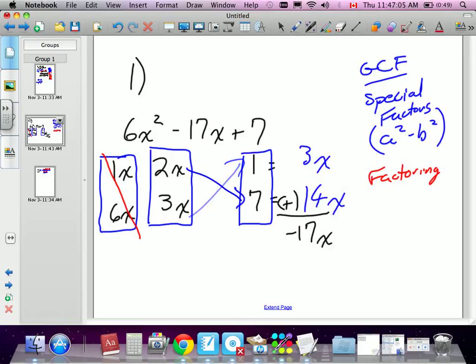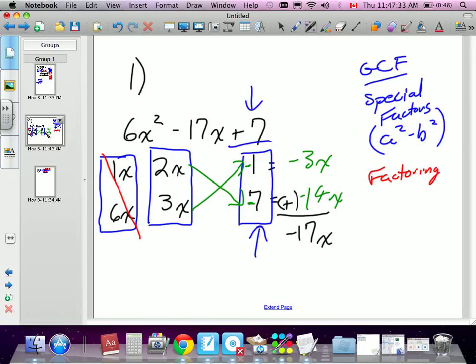Yes. So 2x times 7 is going to give us 14x. 3x times 1 is going to give us 3x. But how would I make it 17x when I add them together? They both have to be negative. So that means this second term, negative 1 and negative 7, they both have to be negative. And to make sure it works, does negative 1 times negative 7 equal positive 7? Yeah, so we know that's possible.